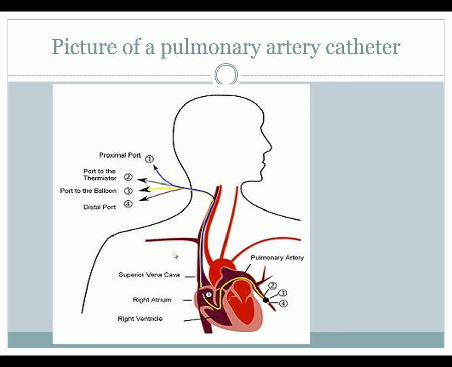As far as a picture of it, here's a picture. You can see this one's going into the jugular. You can see it's going through the superior vena cava, through the right atrium, the right ventricle, up into the pulmonary artery. And you can see that here it's wedged. This balloon can become wedged, and that's where you can pick up the pulmonary arterial wedge pressure reading. These different colored ports out here are going to measure different things. The proximal port will measure something. There's a thermistor connector, there's a port to the balloon, and then there's a distal port, and we'll talk about each one of those ports.